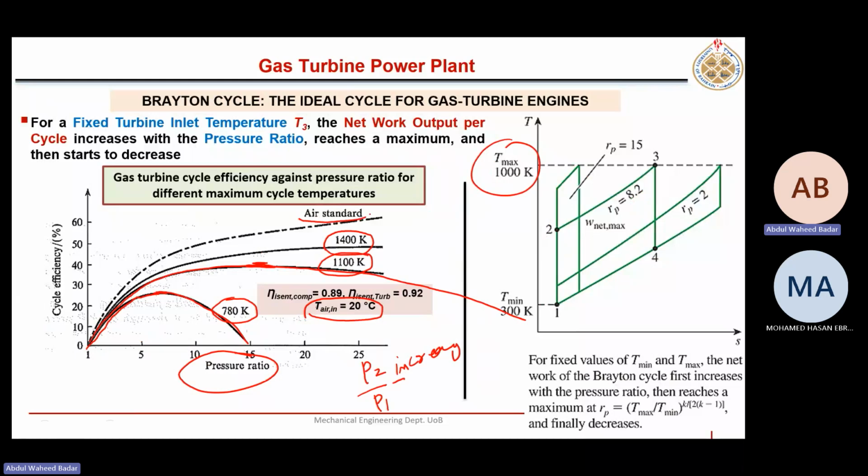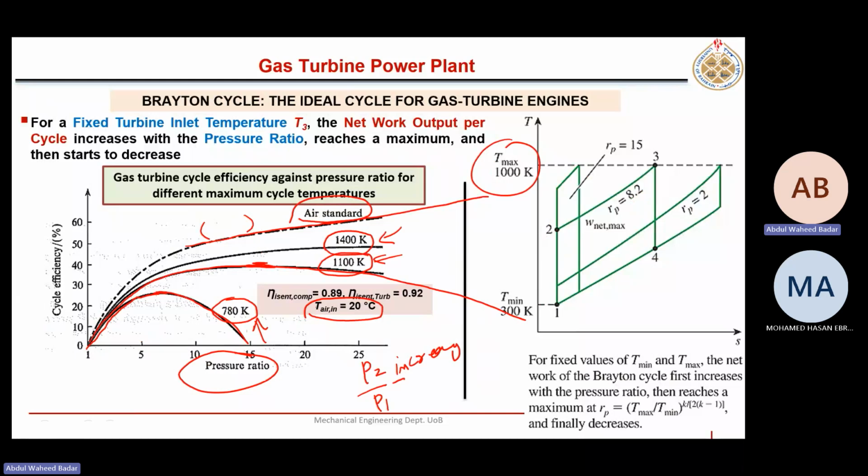Now, what is this curve? No limit on T3. With no limit on T3, this efficiency is increasing. Air standard assumption means constant CP, but with no fixed maximum temperature. If it is fixed, then they will mention it here. If nothing is mentioned, it means T3 is not fixed. Here they have mentioned it. Look here. Here they did not mention it. So they are just plotting air standard efficiency.